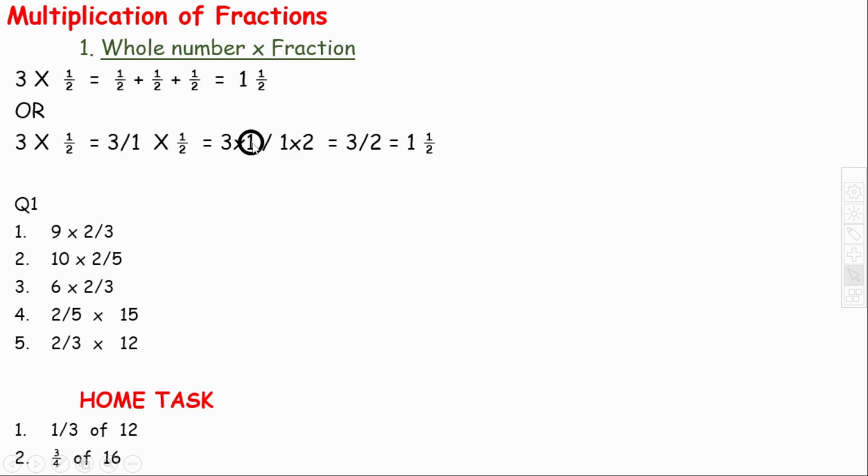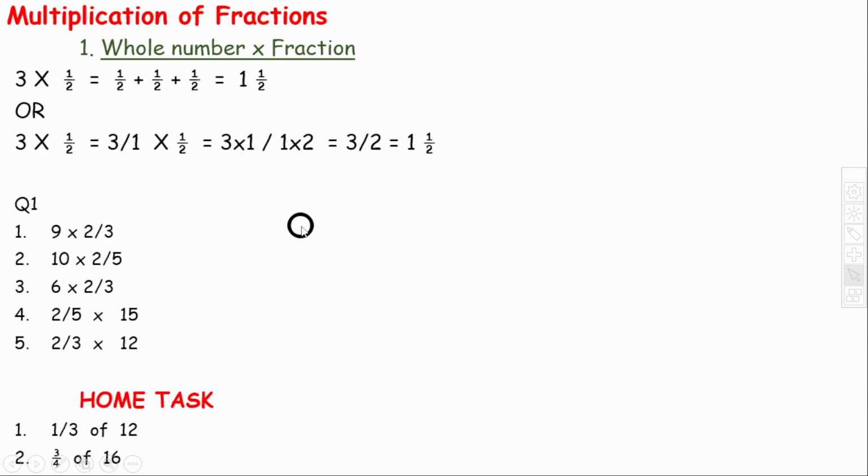So you do 3 times 1, these numerators, over the denominators 1 and 2. You multiply the denominators together. So 3 times 1 is 3, 1 times 2 is 2. So it becomes 3/2, which is an what? Improper fraction. So you can convert this improper fraction into a mixed number and it gives you what? 1.5, the same way.